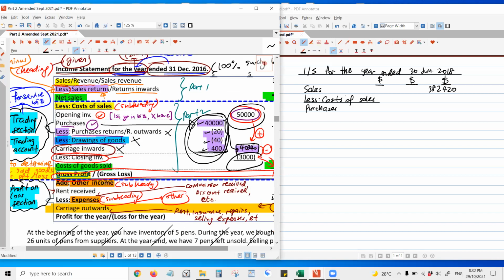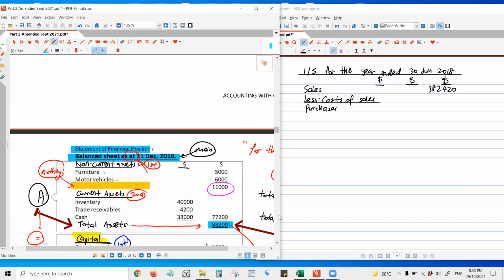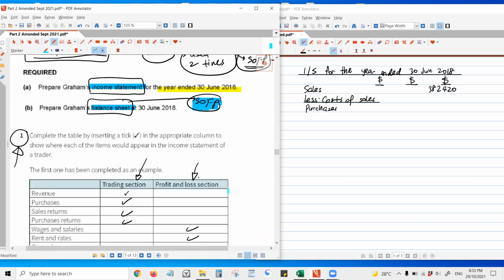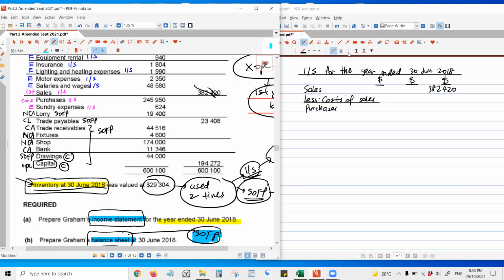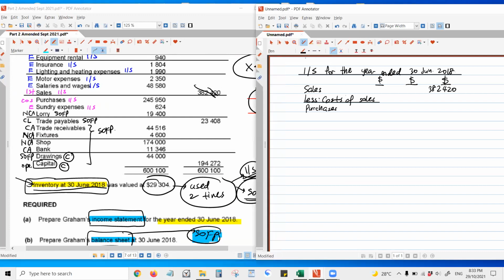But for that question, we only have purchases. We can put it into the middle column because there's only one figure. Get the idea? Okay. In the question that we are seeing just now, there's no purchase returns, there's no drawings of goods, there's no carriage inward. That's why I can put the purchases into the middle column. You would get used to it. The more questions you do, then you would know where to put them. Okay, purchases. Put that in. 245,950.